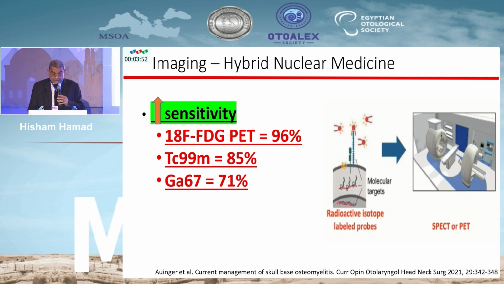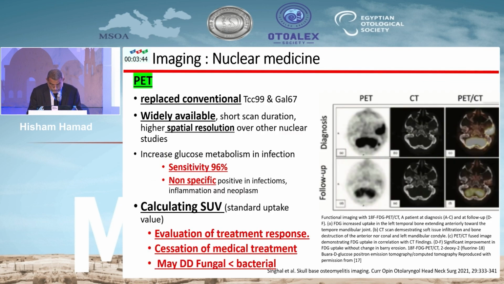Hybrid techniques increase sensitivity, with the best sensitivity achieved by the PET scan, which reaches about 96%. PET scan has replaced conventional technetium and gallium scanning. It is widely available, has a short scan duration, and higher spectral resolution. By calculating the standard uptake value, we can use it for evaluation of treatment response and for the decision to cease medical treatment, and it has been reported to be able to differentiate between fungal and bacterial infection.